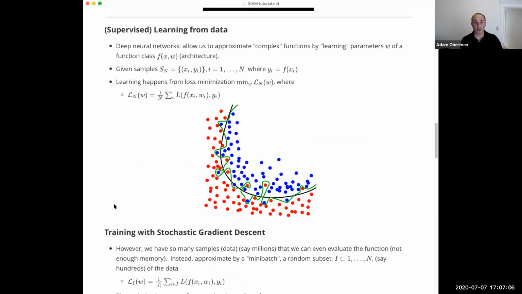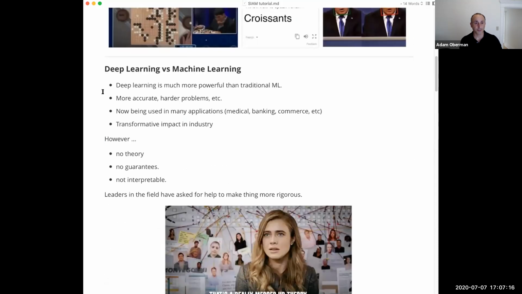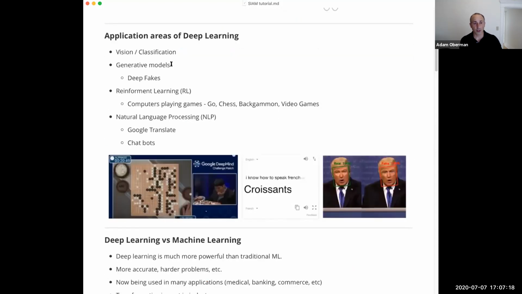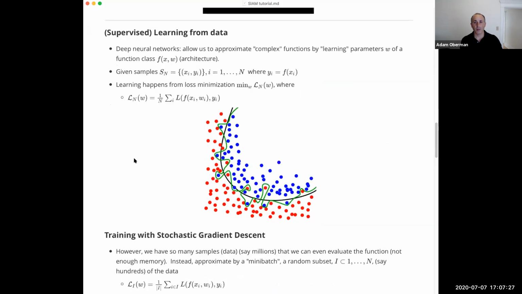Okay, now let me get into just a little bit of math and definitions to situate ourselves. If you go back, I named all these applications here: vision, classification, generative models, reinforcement learning, natural language processing. What do they have in common? I think there's one simple thing they have in common, which is that we're learning a function. It's a very simple thing, but we couldn't do it before.